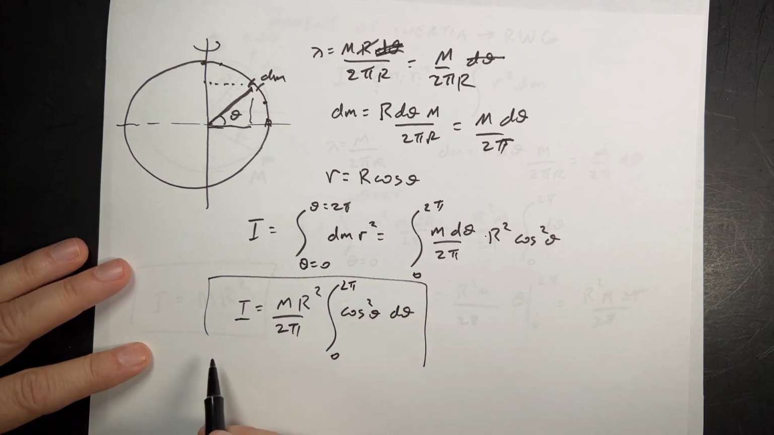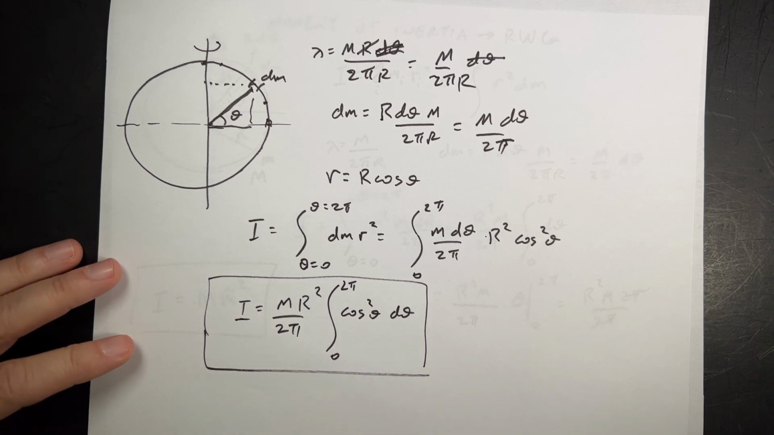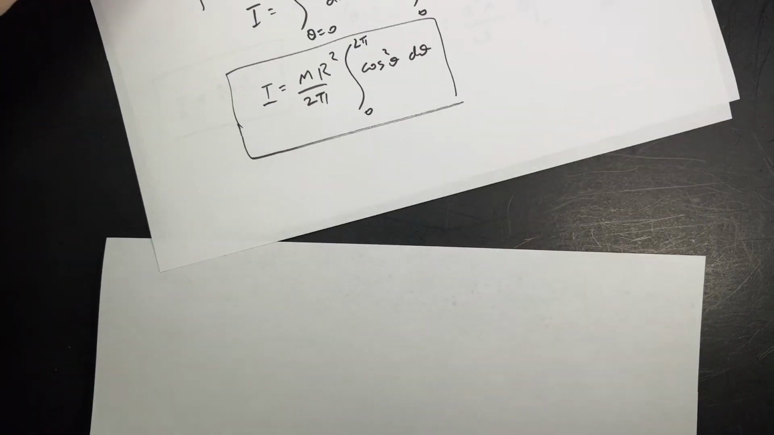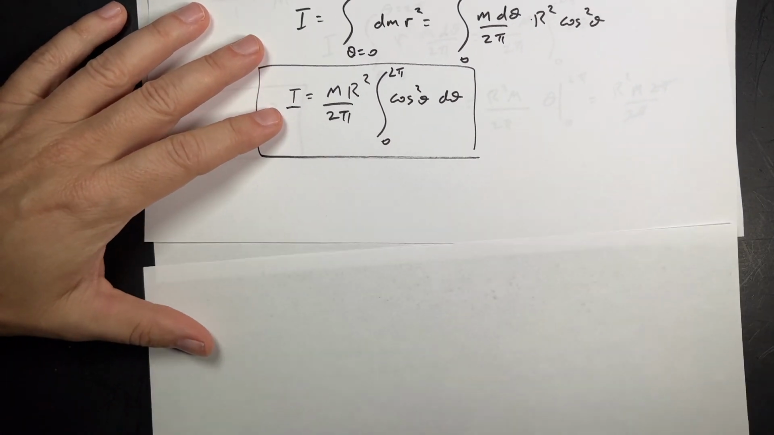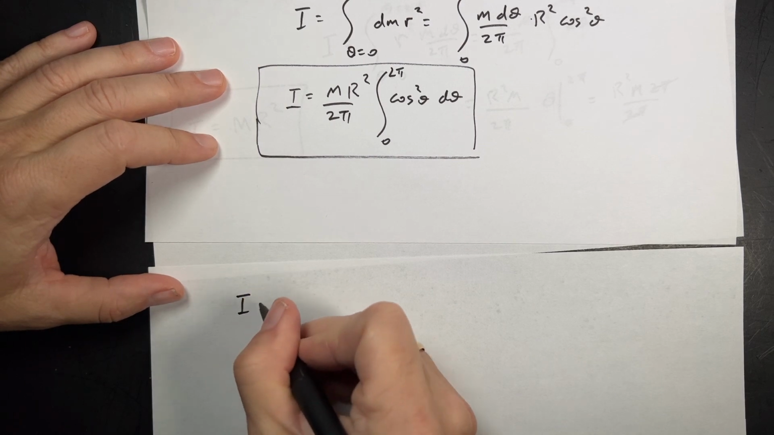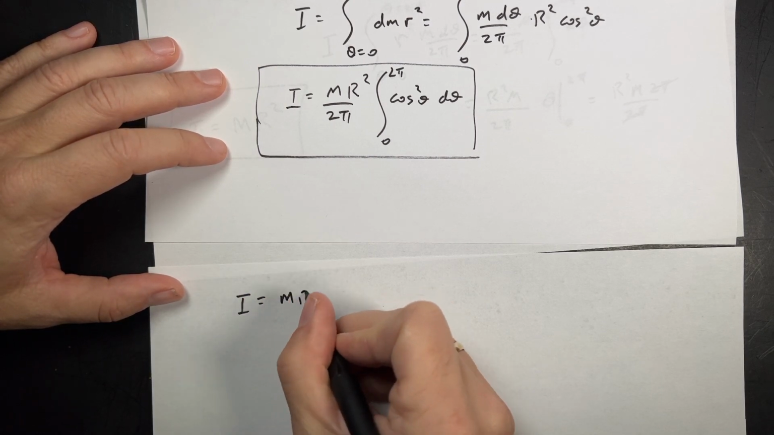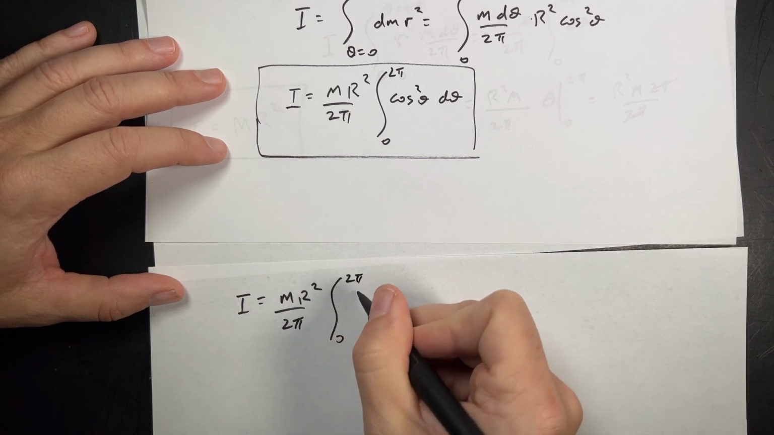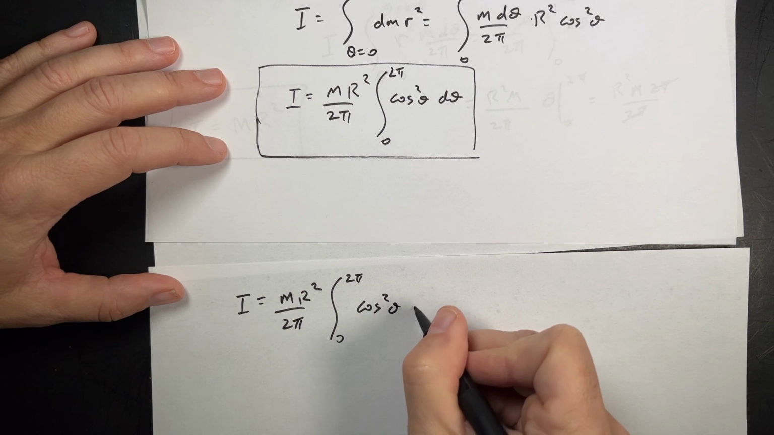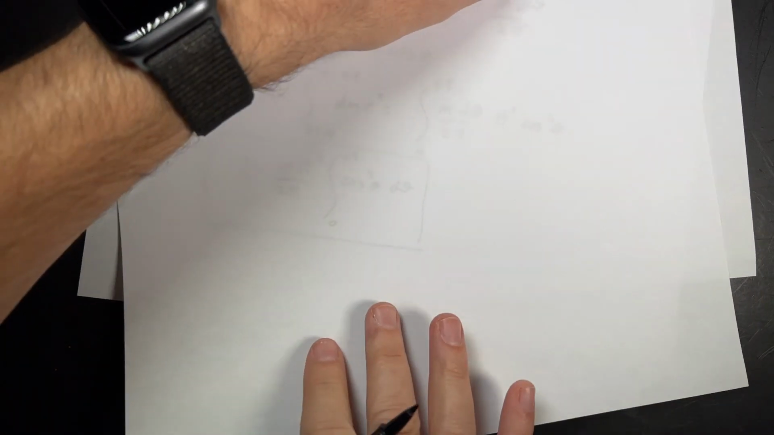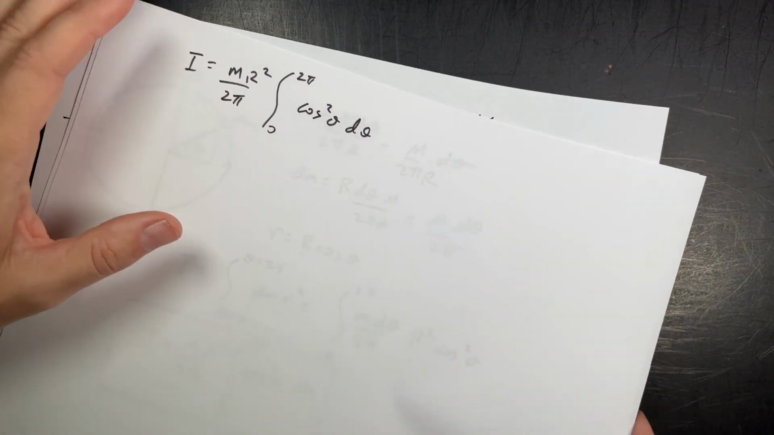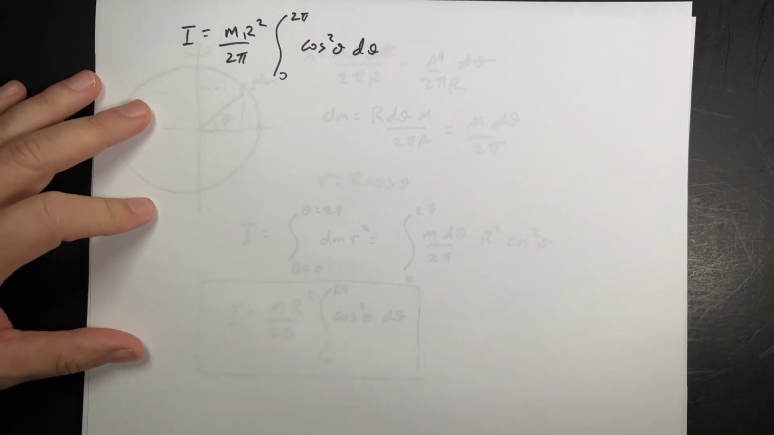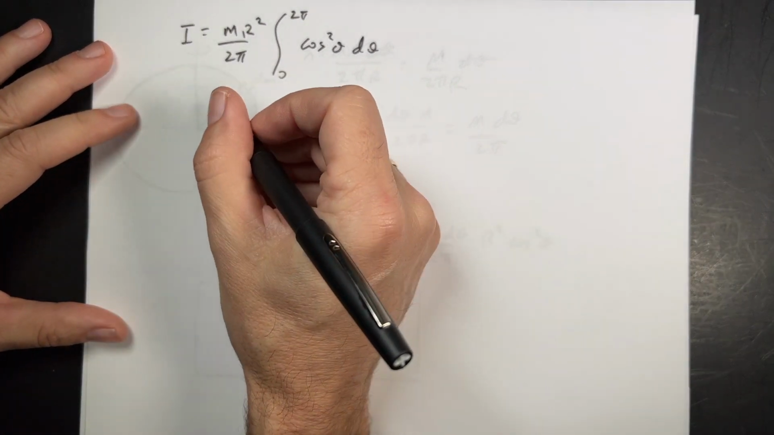You could say, well, I'm just going to look that up in an integral table. And I respect that, but I'm not going to. So let's do this integral. Let me rewrite that right here so that we have plenty of space to work. I equals m r squared over 2 pi, 0 to 2 pi, cosine squared theta d theta. Now, you may think, hey, I bet there's some trick here. Yes, there's a trick. And I don't like tricks, but sometimes you got to do a trick. And so I'm going to use the trick of the double angle formula.